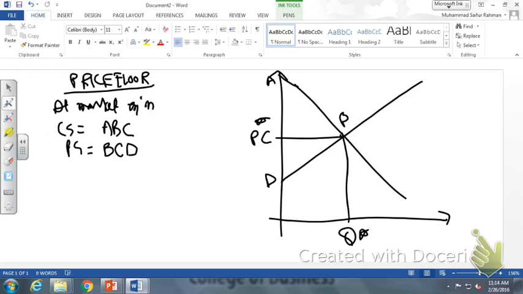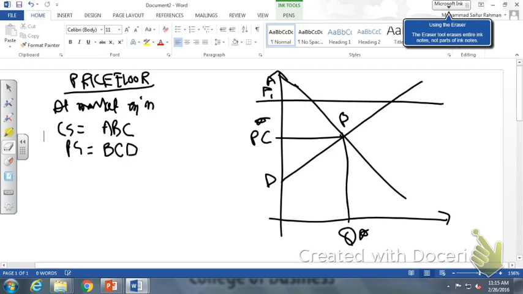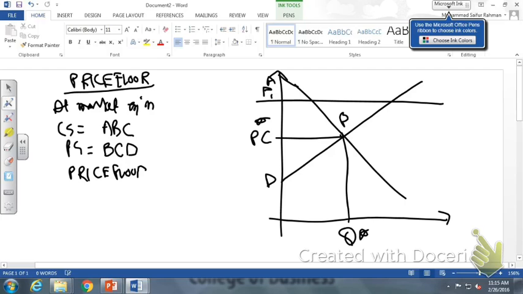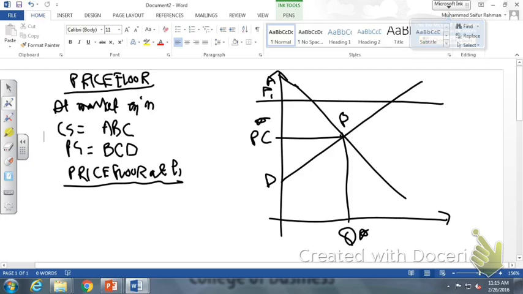Now imagine the government sets the price floor above the market equilibrium price, let's say at P1. So price floor at P1 is the subject matter of our discussion now. What happens when the price floor is set at P1? What is a price floor? A price floor is the minimum price that you can charge for a product. It is a government mandated policy.